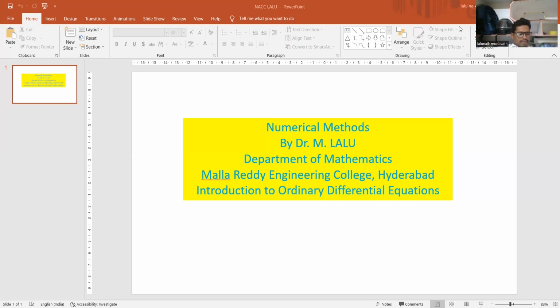Also, modulus of f is less than or equal to 3 in R. Therefore, alpha is equal to minimum of 110, 2 by 13. This is equal to 2 by 13. So hence, by the existence and uniqueness theorem, a unique solution is generated in the interval.